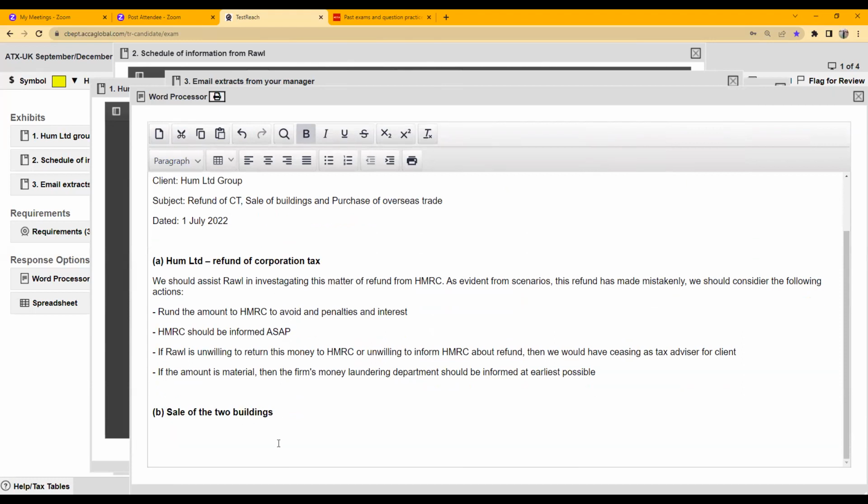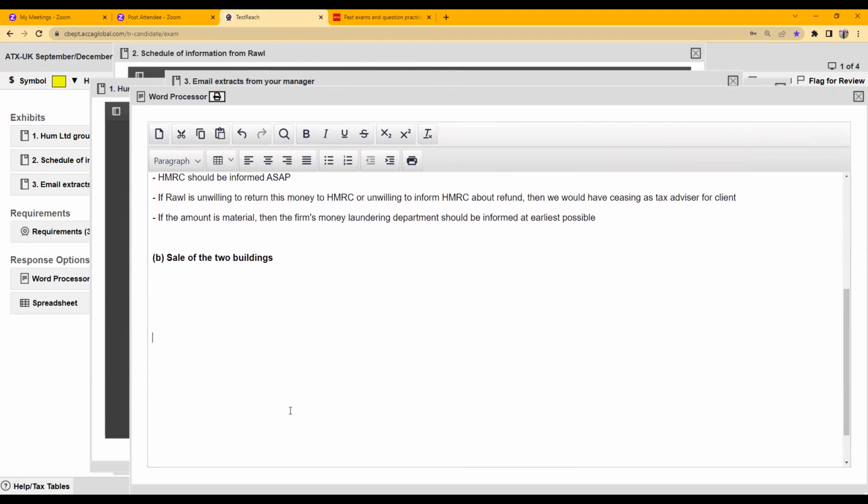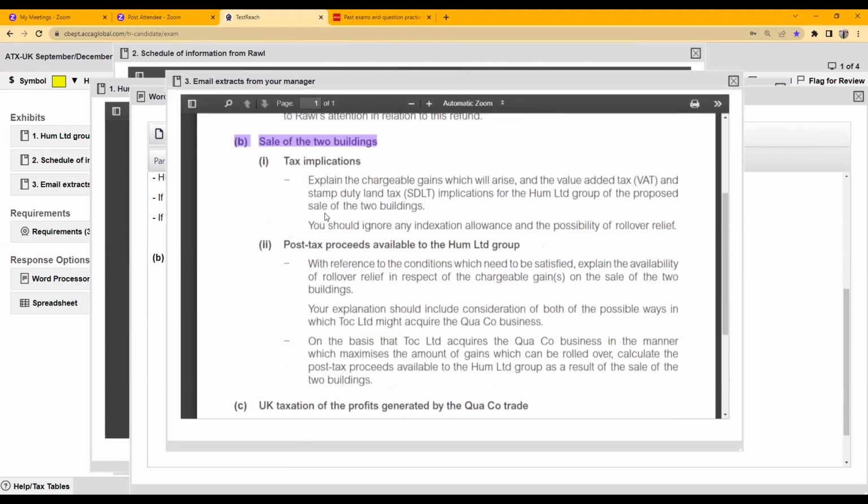But what to do in this part is important to know, and we can know by looking at the extracts from your manager. So I'm going to start reading from here. Part B1. Tax implications. Explain the chargeable gains which will arise and the VAT and stamp duty land tax implications. It means it's not only the tax implications. For answering part B1, you should consider the capital gains implications, the VAT implications, and SDLT implications for Hum Limited Group of the proposed sale of two buildings.